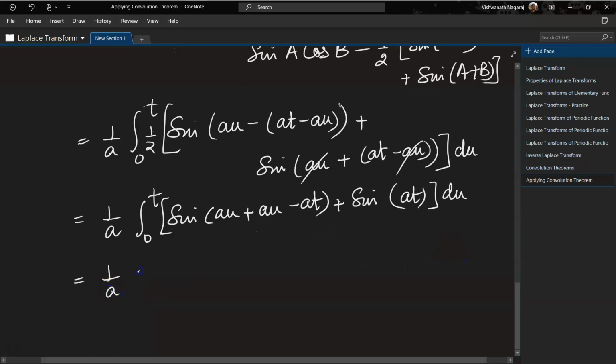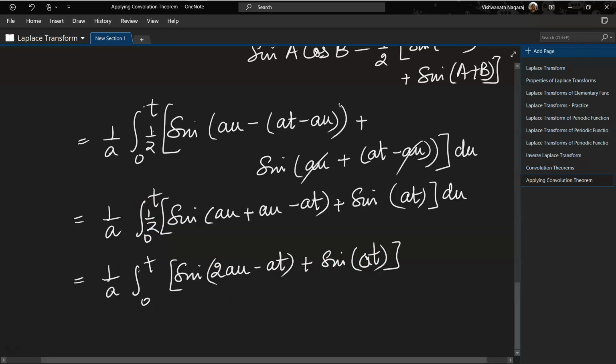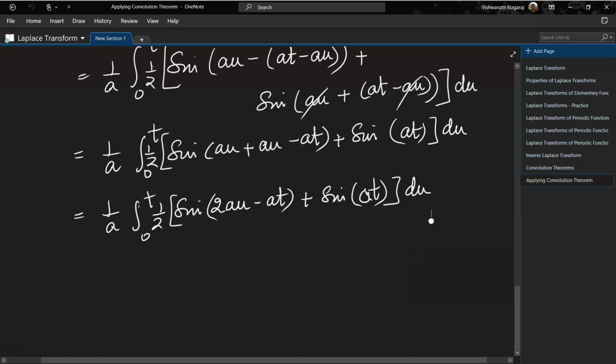This becomes 1 by a integral 0 to t of sine(2au minus at) plus sine at. I missed 1 by 2, 1 by 2 du. Very easy to miss sometimes. Okay, so this 1 by 2 is a constant, we can take it out.